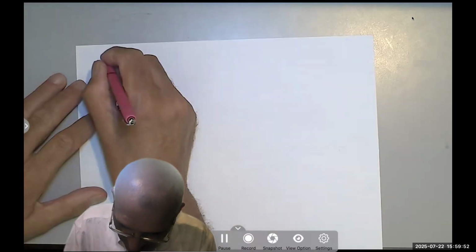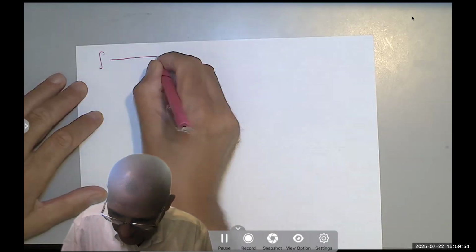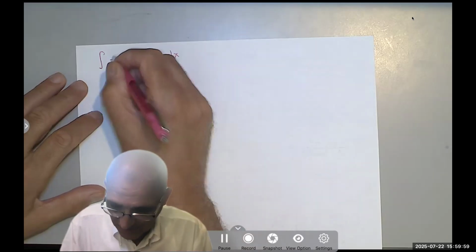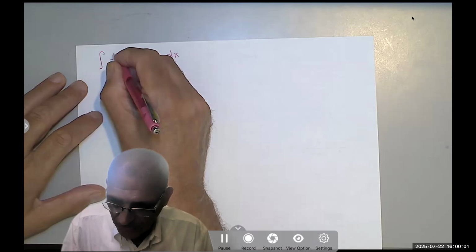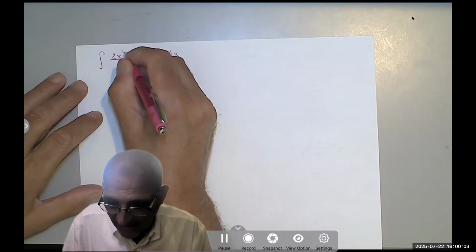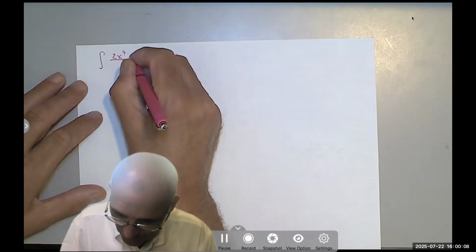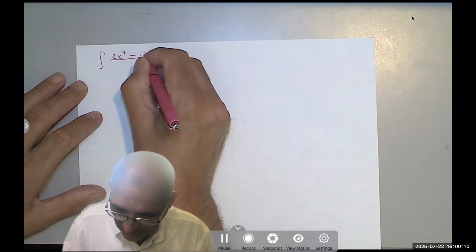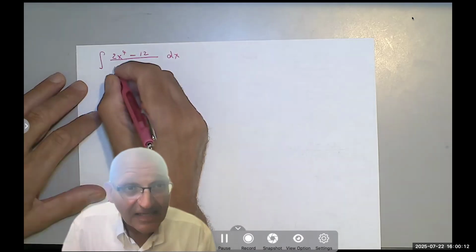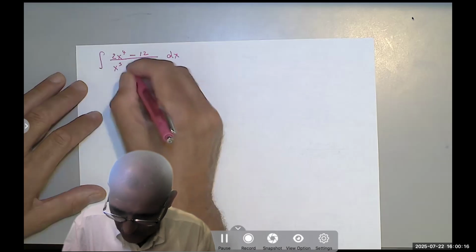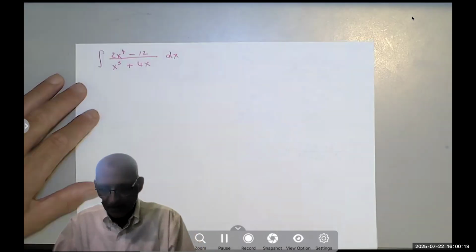Let's move to one that is more involved. So for example, if I say integrate a function, and let's make the numerator a higher power. That would be better. 2x to the 4 minus 12, and I divide that by x cubed plus 4x. Okay?